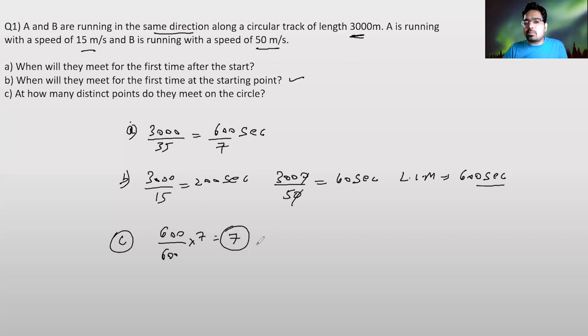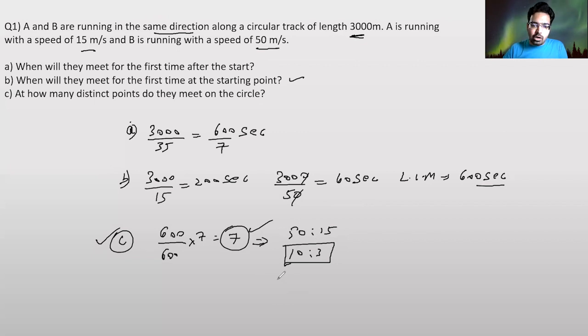Now, these 7 distinct points you could have reached just by looking at the ratio as well. So what is the ratio? 50 is to 15 that you are looking at. Bring it down to the simplest form, 10 is to 3. Take the difference of these two as they are moving in the same direction. So 10 minus 3 would have given you the 7 distinct points. So you don't even have to look at the first answer and the second answer. If they have directly asked you the third question, then go ahead and mark the answer for the third question directly, right? Let's remove this and move on to the next question.